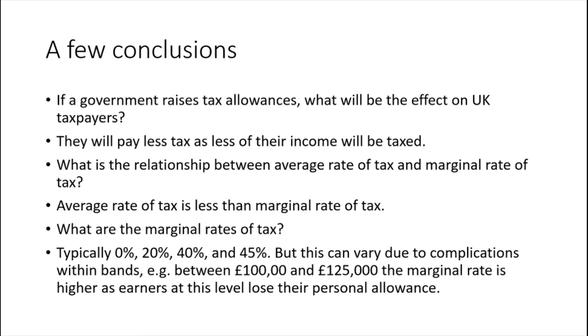And what are the marginal rates of tax? Well, as we've seen before, typically you think that they are going to be the tax bands that we've seen. 0%, 20%, 40%, and 45%. However, there are some complications that you can find within bands. For example, between £100,000 and £125,000, the marginal rate is higher because at that level, earners start to lose their personal allowance. So the personal allowance gets clawed back, which means that these people therefore have a higher marginal tax rate.